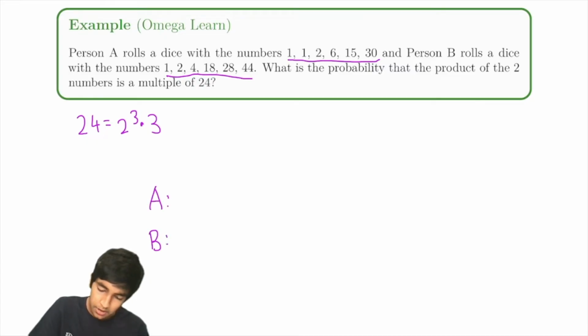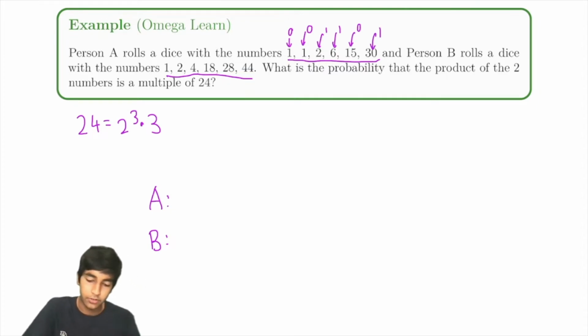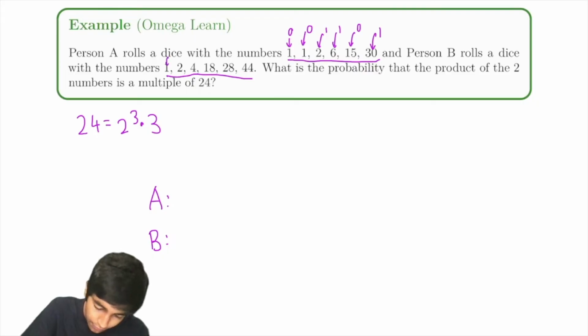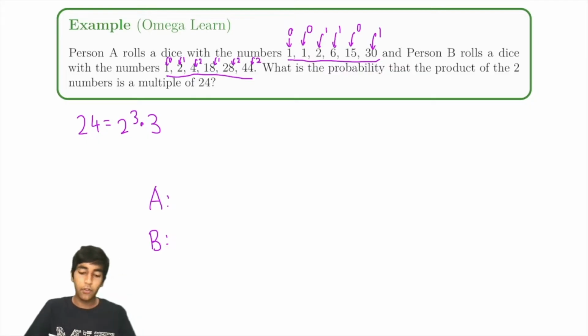So for person A, 1 has 0 factors of 2. 1 has 0 factors of 2. 2 has 1 factor of 2. 6 has 1 factor of 2. 15 does not have any factors of 2. And 30 has 1 factor of 2. For dice B, 0 factors of 2, 1 factor of 2, 2 factors of 2, 1 factor of 2, 2 factors of 2 because 4 times 7, and 2 factors of 2 because 4 times 11.